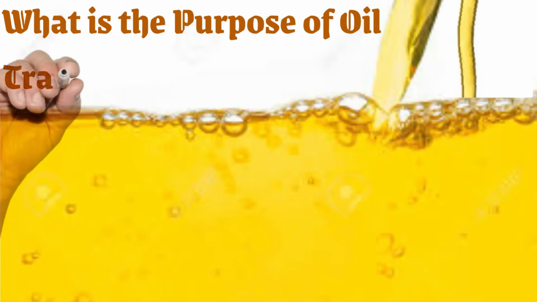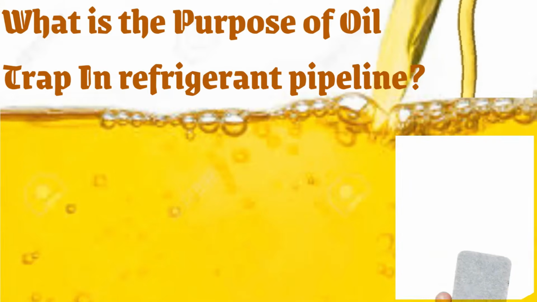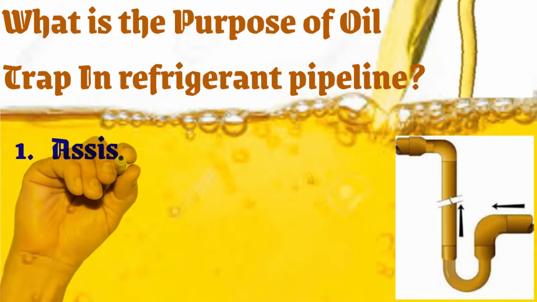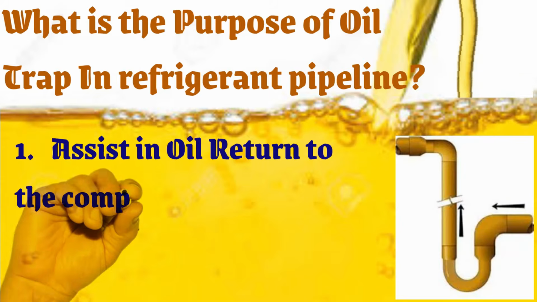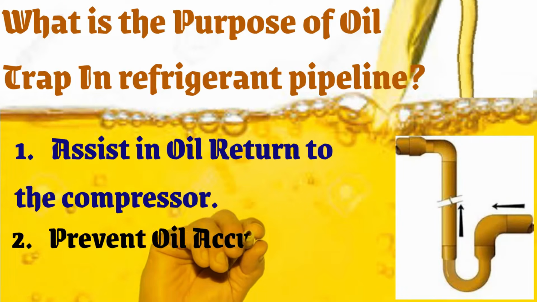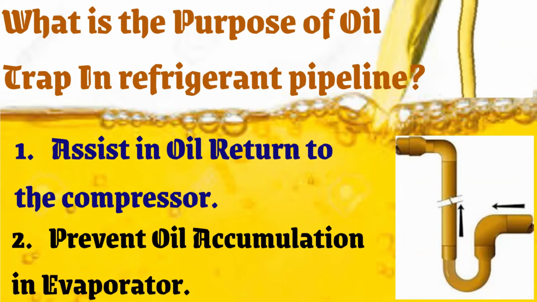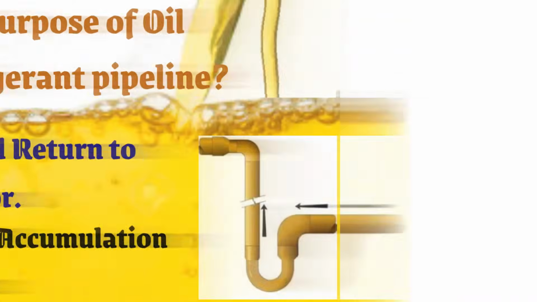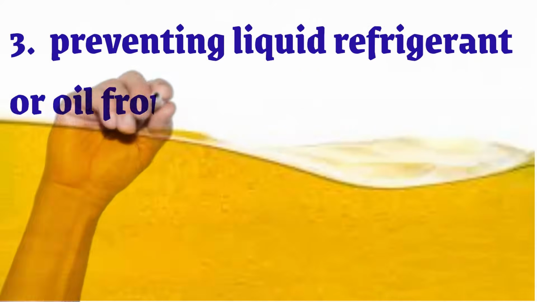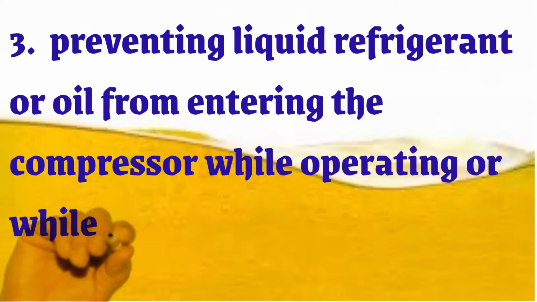What is the purpose of oil trap in HVAC refrigerant pipeline? 1. Assist in oil return to the compressor. 2. Prevent oil accumulation in evaporator. 3. Preventing liquid refrigerant or oil from entering the compressor while operating or while on the off cycle.